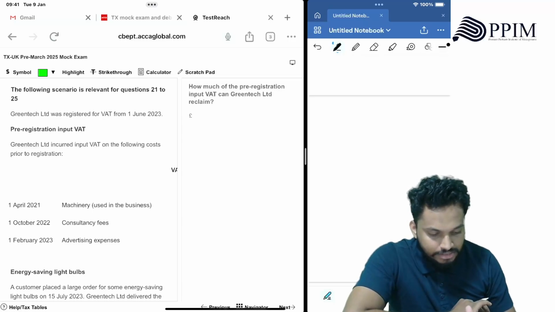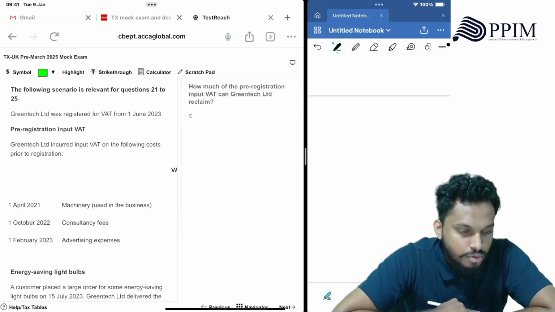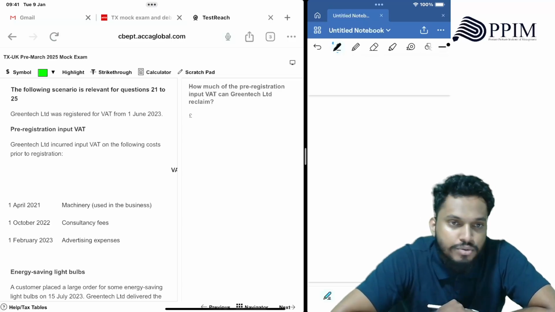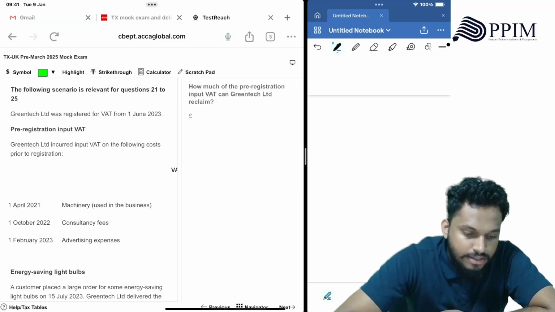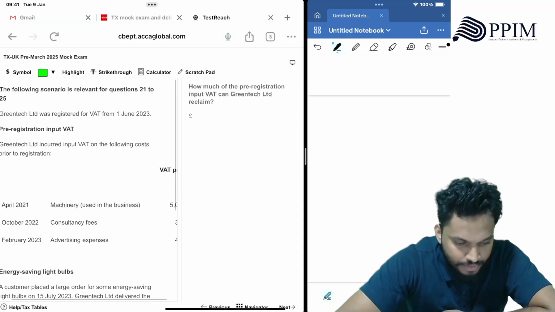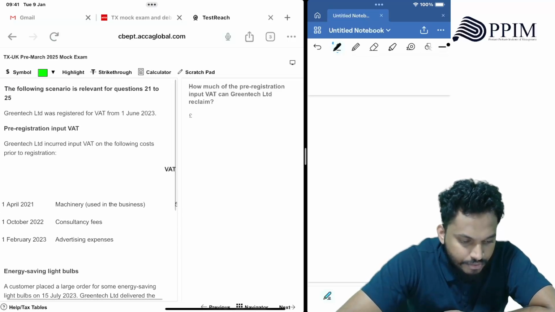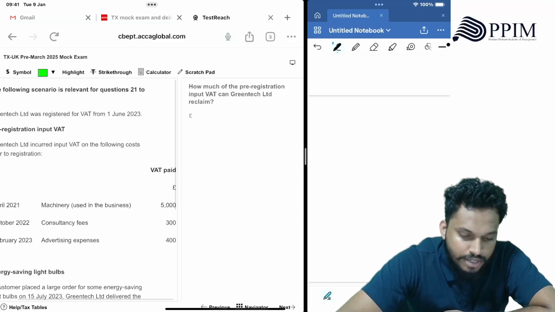So in this instance, see the pre-registration input VAT. Green Tech is registering from 1st of June 2023. However, prior to registration, they had machinery which was used for business purposes, consultancy fees, and on 1st of February 2023 advertising expenses of 400.